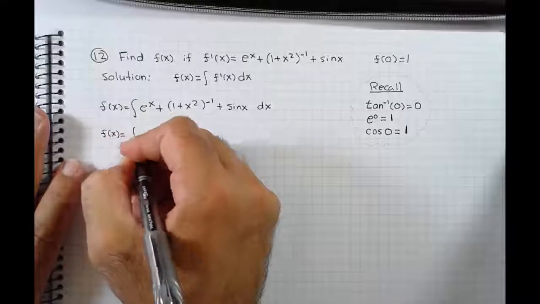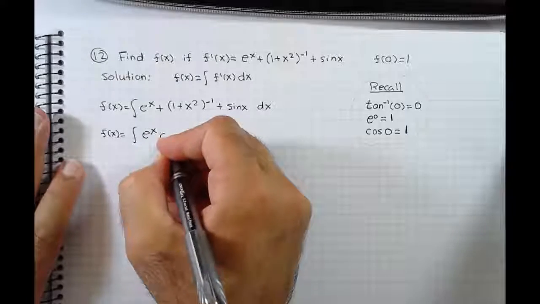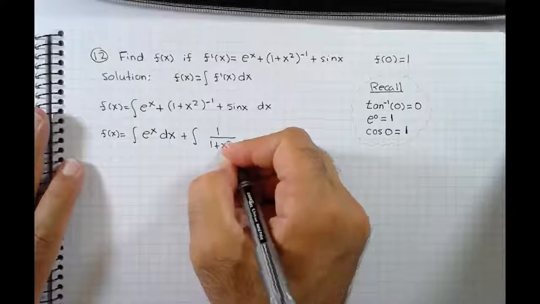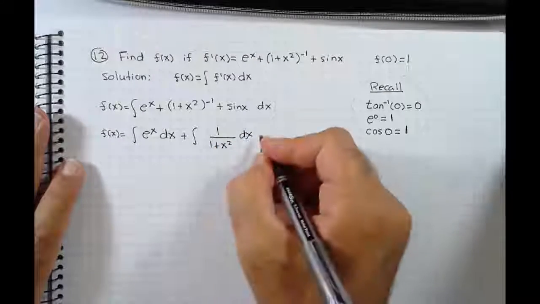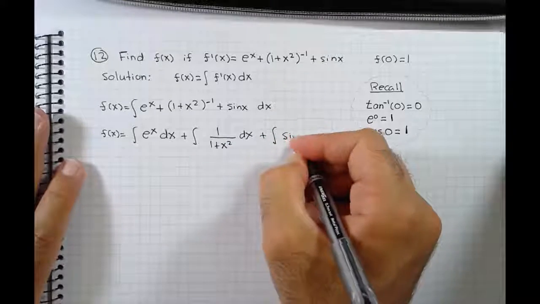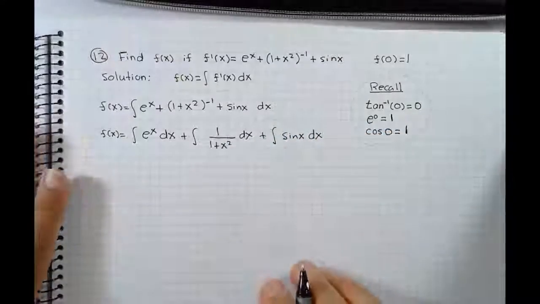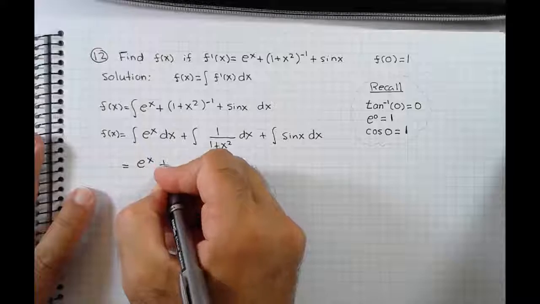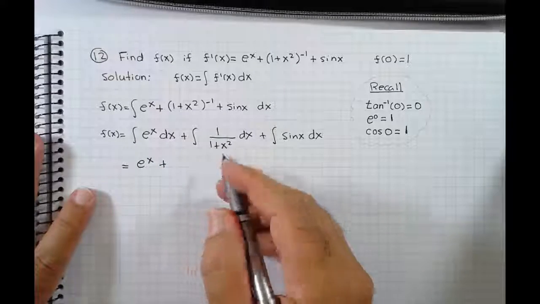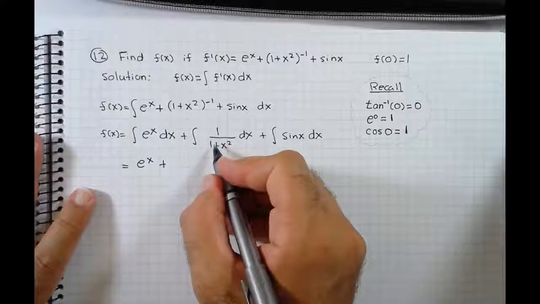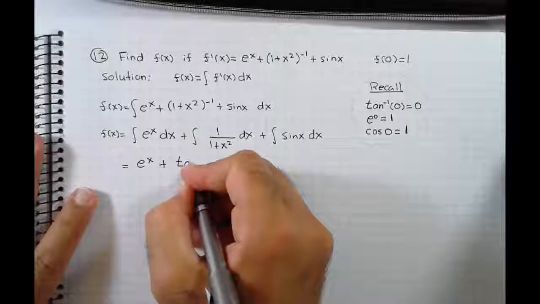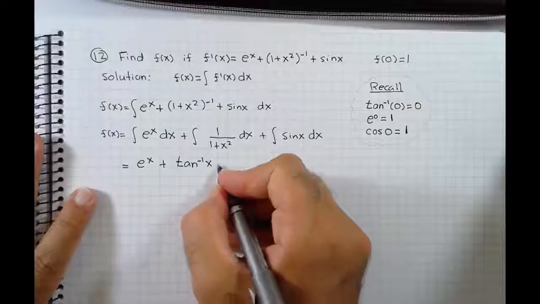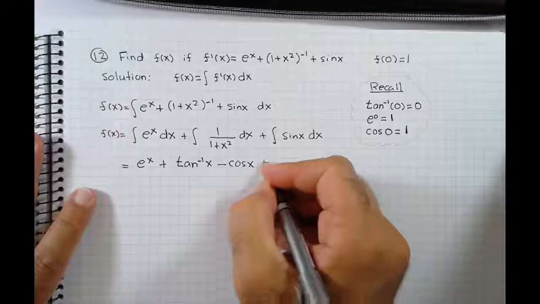That's f of x is integral e to the x dx plus integral 1 over 1 plus x squared dx. We can rewrite this in this way. Plus integral sine x dx. Now the integral of e to the x is just itself. So that's e to the x. And the integral of 1 over 1 plus x squared is tan inverse x, because the derivative of tan inverse x is 1 over 1 plus x squared. So that's arctan x. And the integral of sine x is negative cos x, minus cos x, plus c.